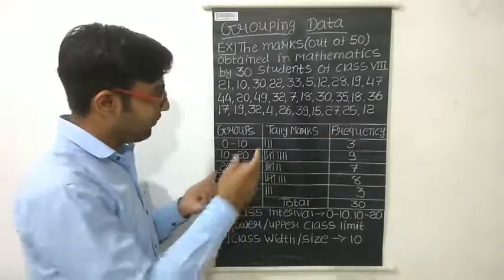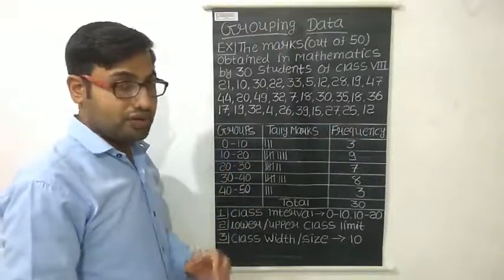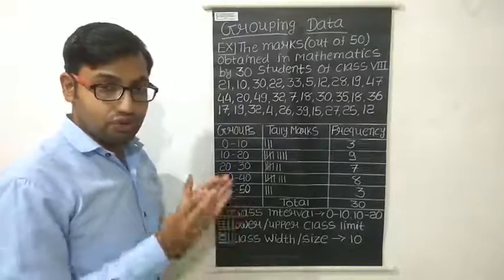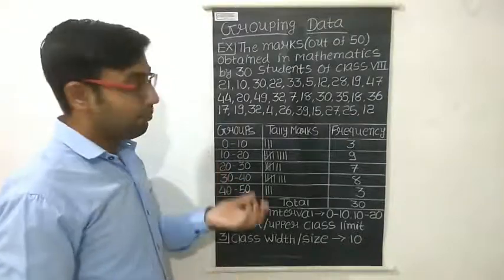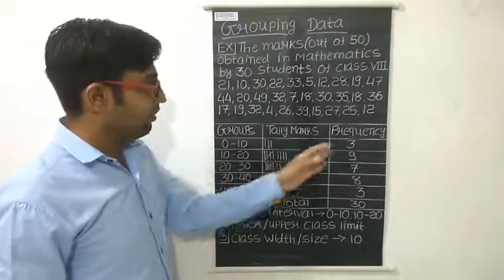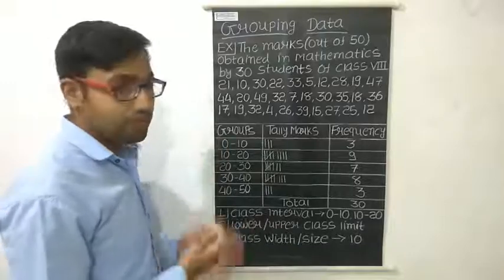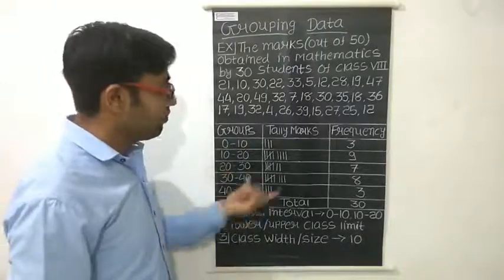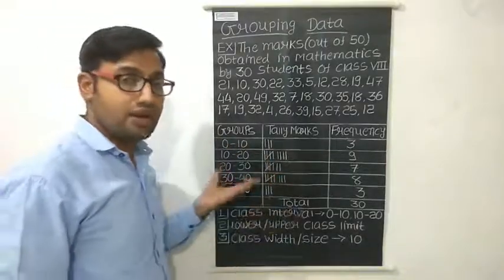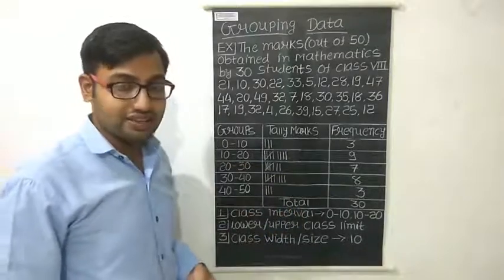This method is again called the frequency distribution table. Whenever we have data which is small in number, we can use the simple frequency distribution table. Or whenever we have a large number of data, we have to use the grouped frequency distribution table. Okay, so this is all about this lecture. Thank you.